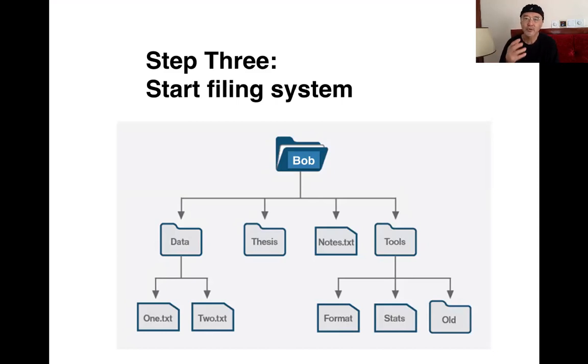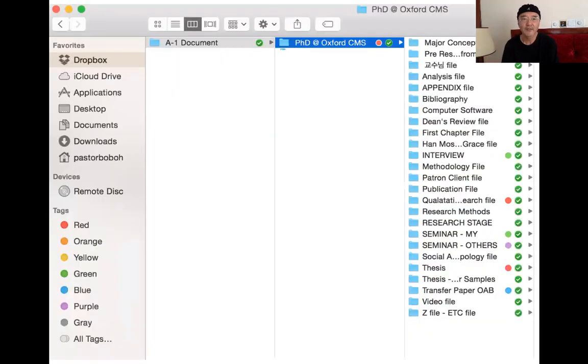For example, when you go to your computer, this is what you should have, right? This is my computer. It is set up so that when I type anything, especially my PhD at the time, everything goes to Dropbox automatically so that nothing will be lost. I have a lot of files, but I sort them, starting with A1 document. Once you do that, it always comes first. Then I had PhD documents, and based on that, I had major concept, analysis, appendix, bibliography, computer software, dean's review, first chapter, interview, methodology chapter, pattern chapter, publication, qualitative research file, research method, research stages, and things like that.